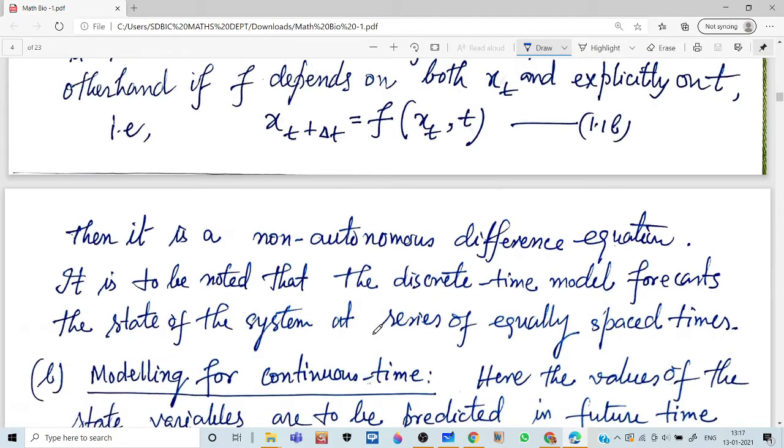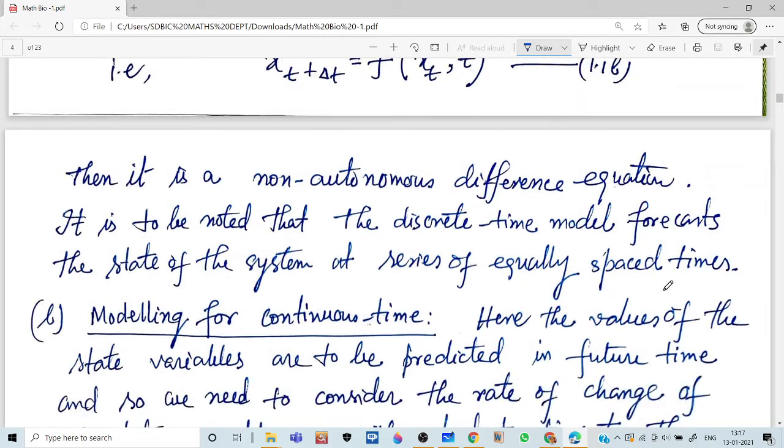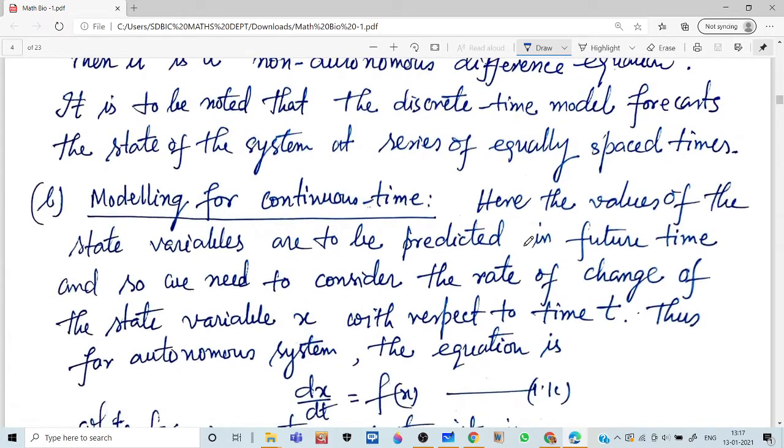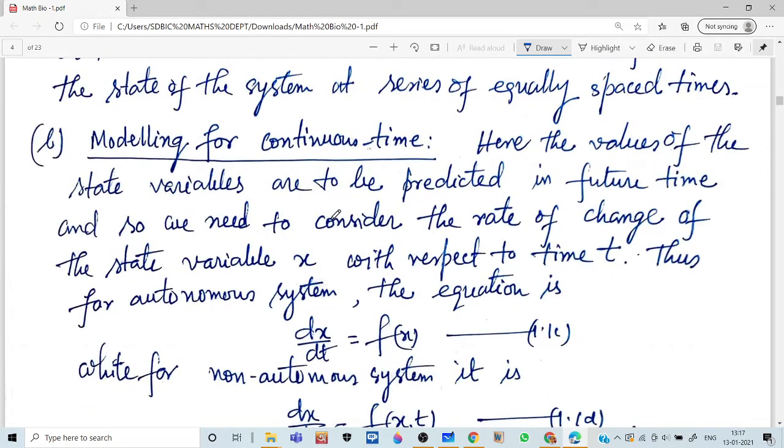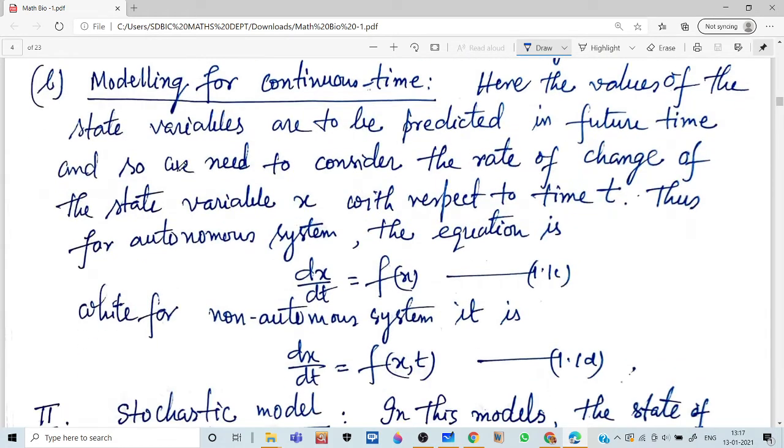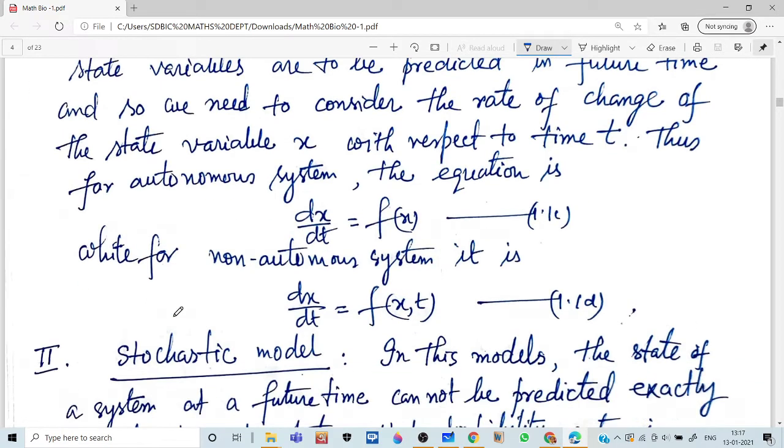It is to be noted that the discrete time model forecasts the states of the system at a series of equally spaced times. Modeling for continuous time. Here the values of state variables are to be predicted in future time, and so we need to consider the rate of change of the state variable x with respect to time t. Thus for an autonomous system, the equation is dx/dt = f(x), while for a non-autonomous system dx/dt = f(x, t).